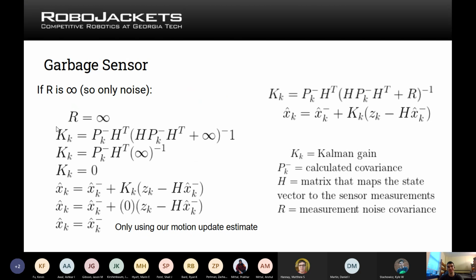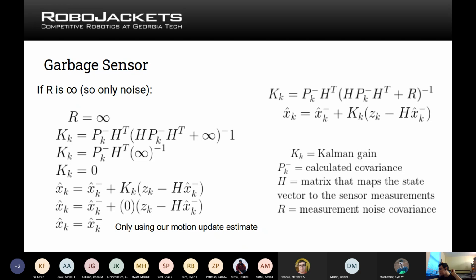However, say you had a garbage sensor, and this sensor essentially is just noise. It doesn't actually give you anything. Then its standard deviation would be infinite, because it would be just like a flat line.